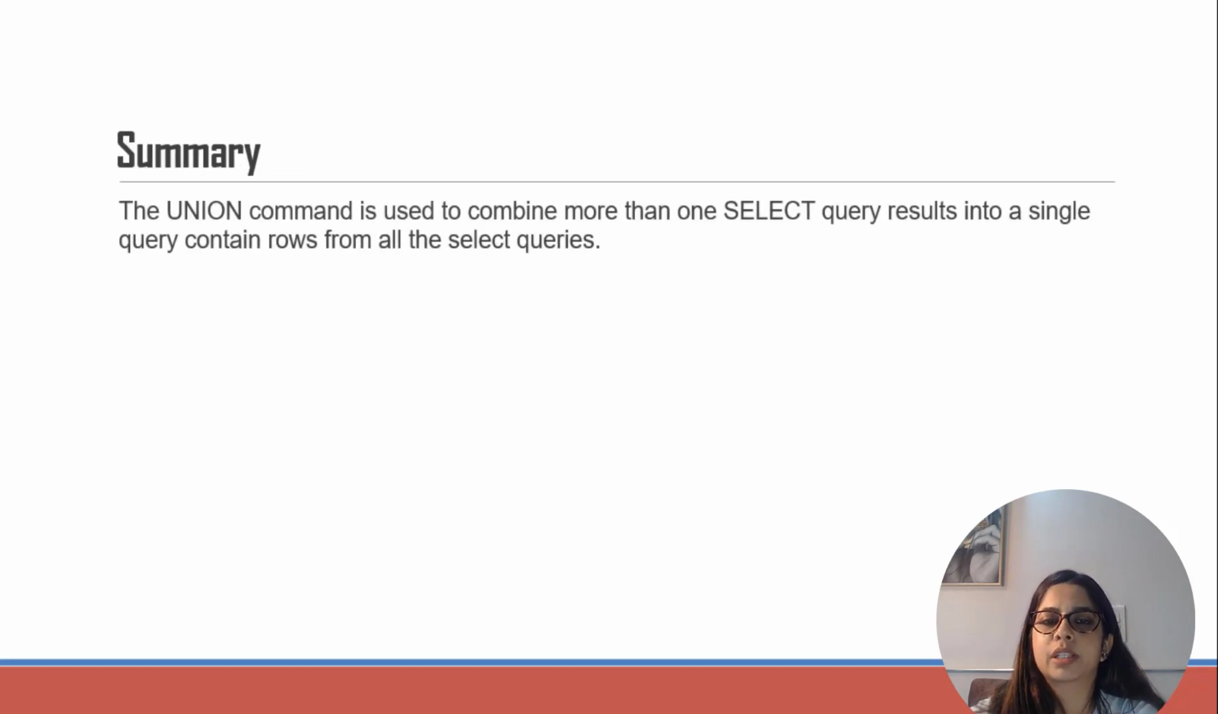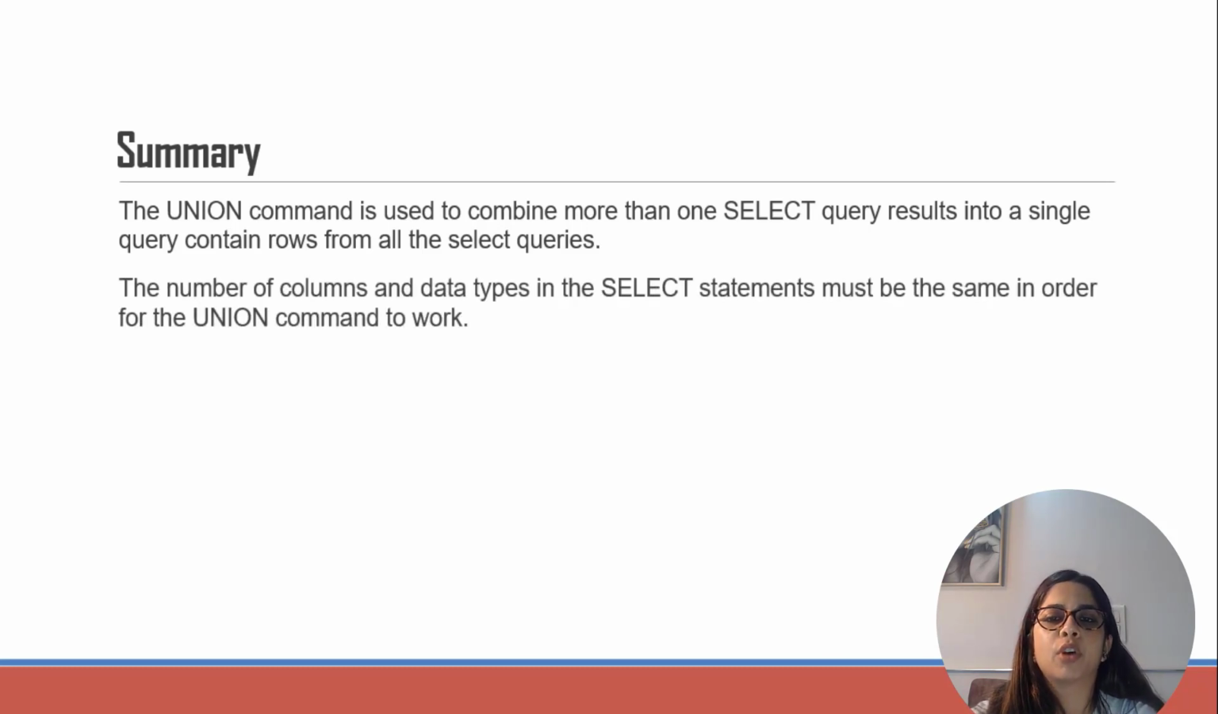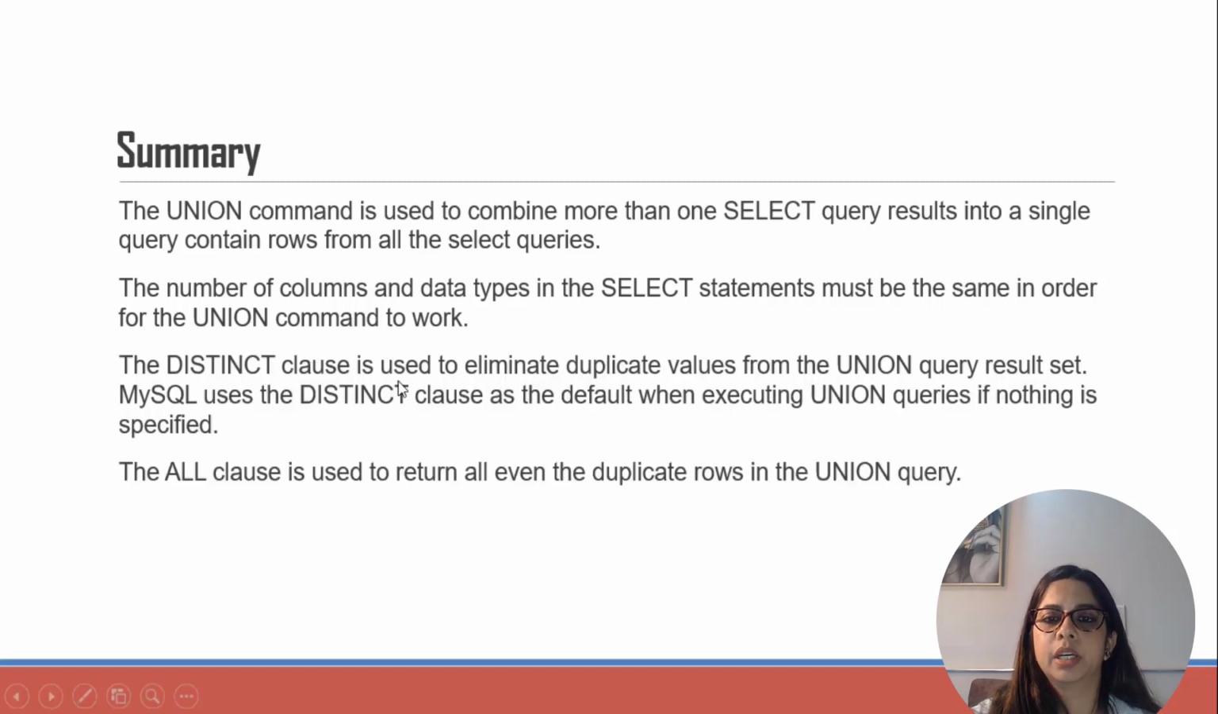Now, here is a quick summary of what we have just seen. The union command is used to combine more than one select query result into a single result. So the union result set will give you the entire result in the result view. The number of columns and data types in the select statements must be the same. We saw that if you want to apply union over two tables, they have to have the same number of columns. The distinct clause is used to remove the duplicate data, and the all clause is used for everything.